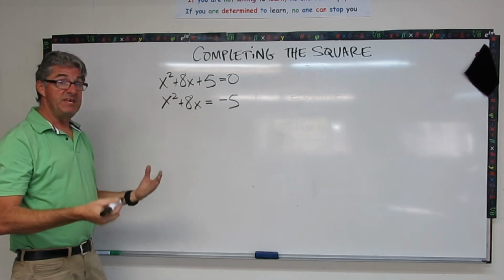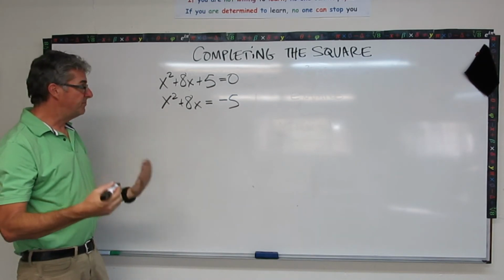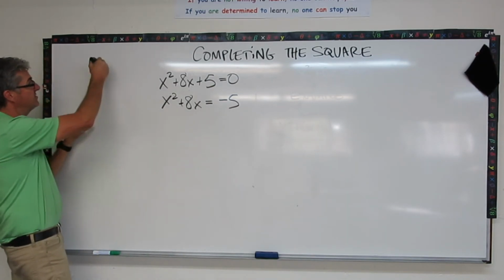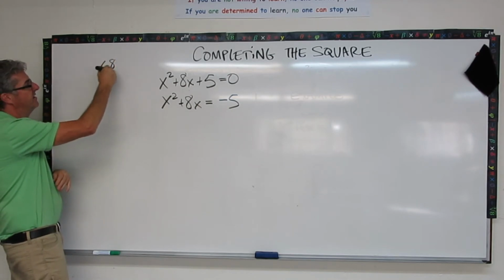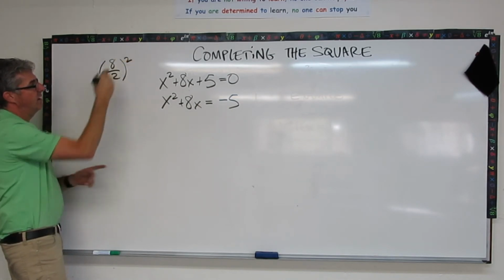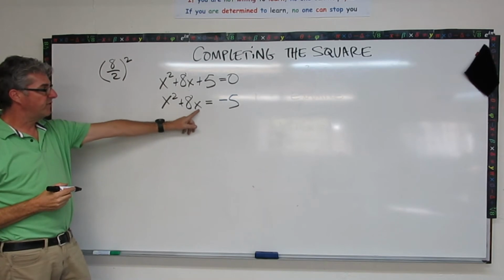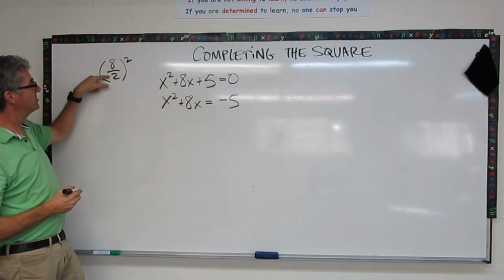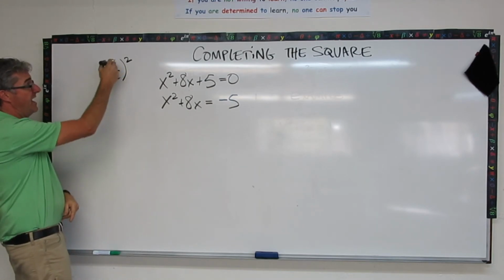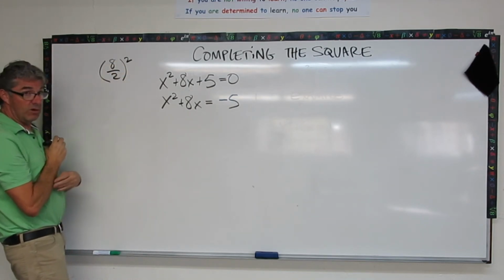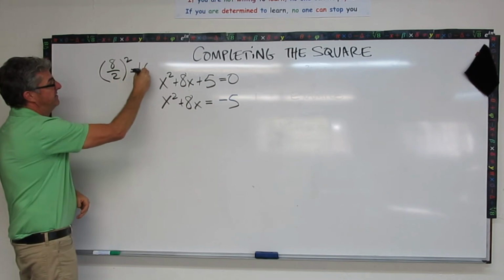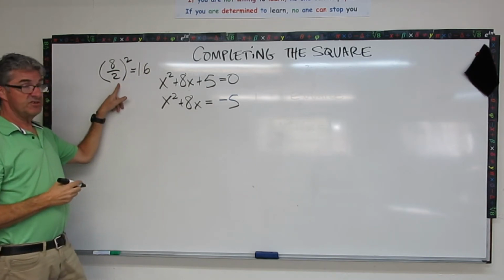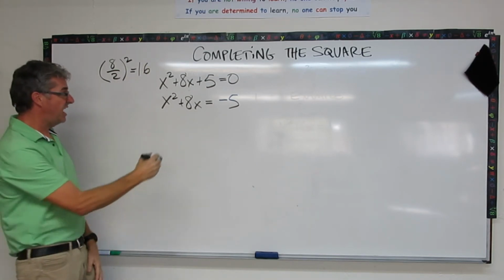Now I add b over 2 squared to both sides. So let's step over here and do b over 2 squared. That's 8 over 2 squared. Remember, my b term is the one in front of the x, not the squared, but just the plain x. So b over 2 squared is that. 8 over 2 is 4, and 4 squared is 16. So I figured out my b over 2 squared. Now I'm going to add it to both sides.